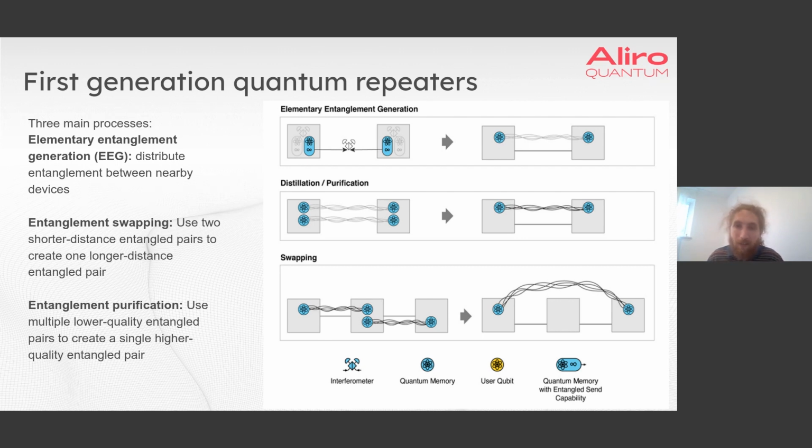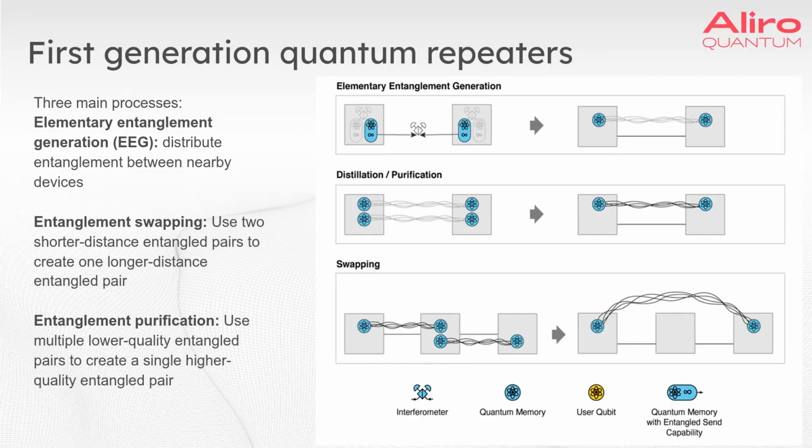Entanglement swapping, which is used to extend the distance of the entanglement distributed by EEG. Using swapping and EEG together will allow us to distribute entanglement across far distances. And entanglement purification, sometimes known as entanglement distillation, which is used to ensure that the quality or fidelity of the entanglement stays high enough throughout the entanglement distribution process so that it's actually able to be used for end-user applications.